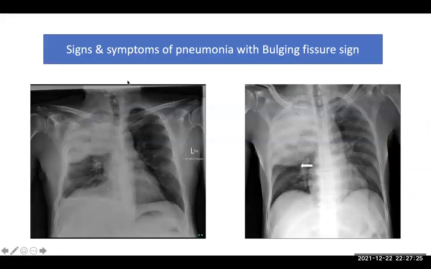Very good. So our next case is signs and symptoms of pneumonia with the bulging fissure sign. You can see in the X-ray that this patient has a consolidation-like feature with the trachea in the central position, so it's not collapse or fibrosis. But in this lesion, there is a bulging fissure sign. That means this lesion is bulging downward. So what could it be? If you find this kind of X-ray in your chamber, what will be in your mind? Can anyone tell?